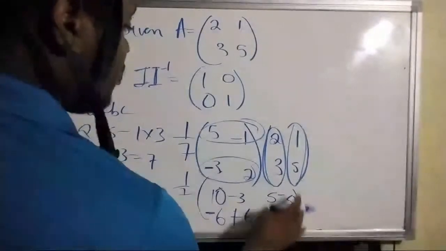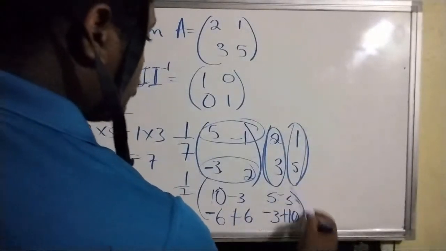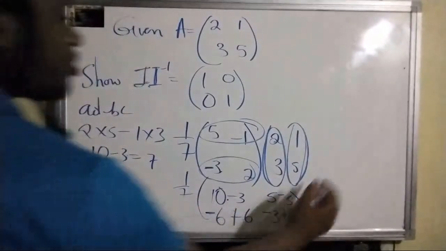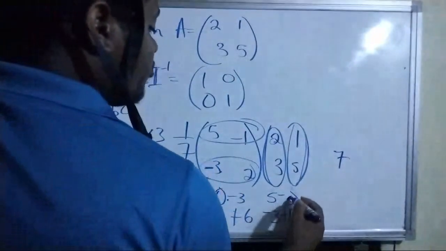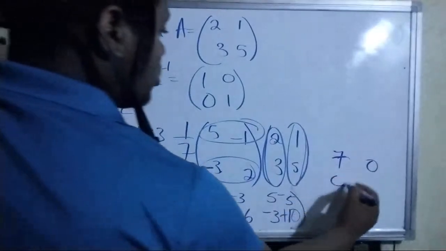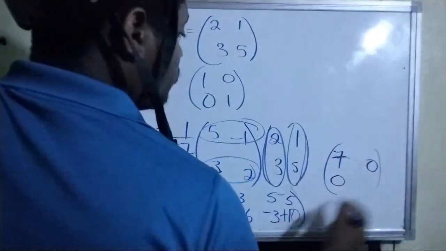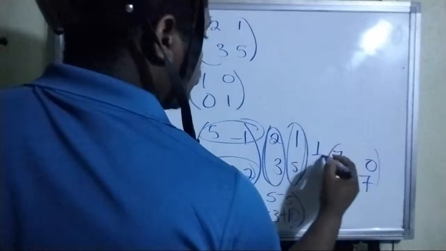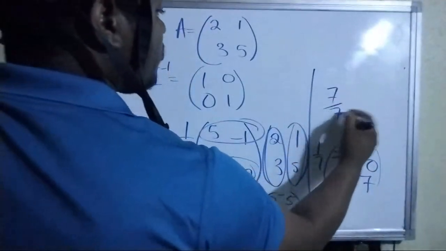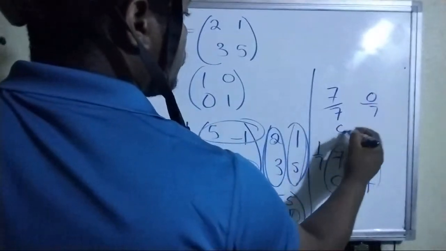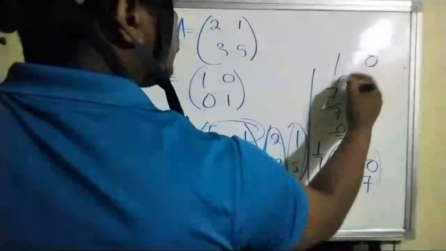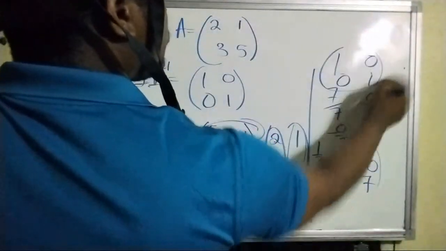So now all we have to do is just match up the inside. And we're good to go. 10 minus 3, that is 7. 5 minus 5, 0. Negative 6 plus that, 0. And negative 3 plus 10, 7. So that's 1 over 7. And we know it divides 7 by 7, 0 by 7, 0 by 7, and 7 by 7. So that gives us 1, 0, 0, 1. And that is proven.